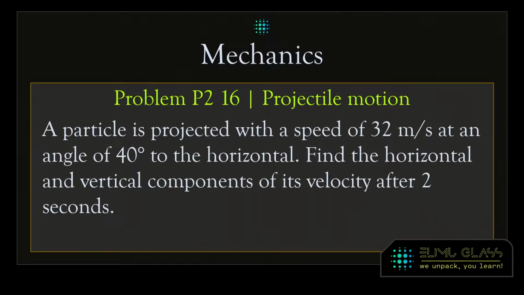So here is question PU2 16, again on projectile motion. This one says that a particle is projected with a speed of 32 meters per second at an angle of 40 degrees to the horizontal. You are asked to find the horizontal and vertical component of its velocity after 2 seconds. All right, so let's see how we go about this question.